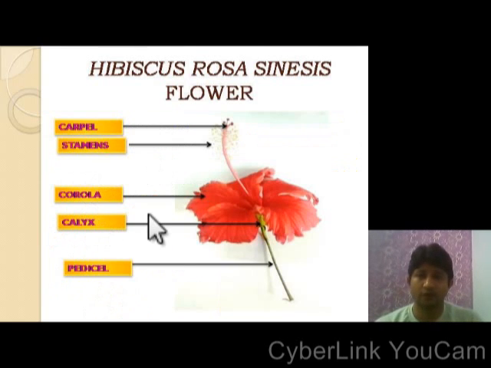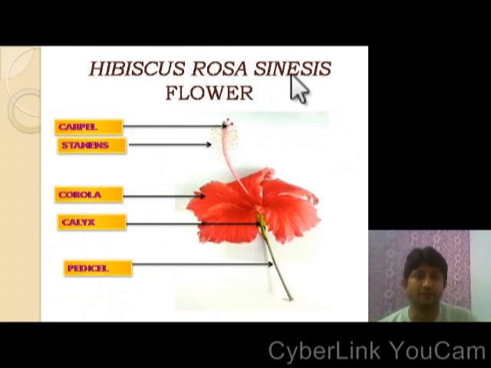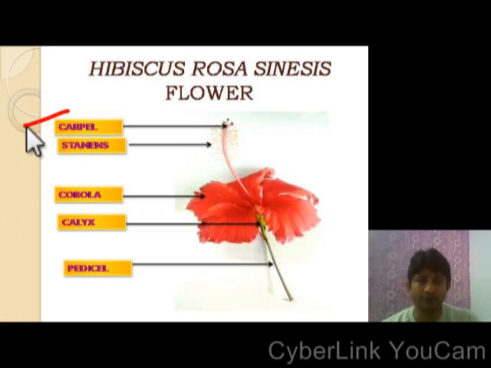In the next slide, we are going to discuss another example, the Hibiscus rosa-sinensis flower, to study the different parts of a flower. The essential parts are these two, carpel and stamen. This top one is the carpel, and these yellow-like structures are known as stamens. This colored part is the corolla. These leaf-like structures are the calyx, and this is the pedicel.